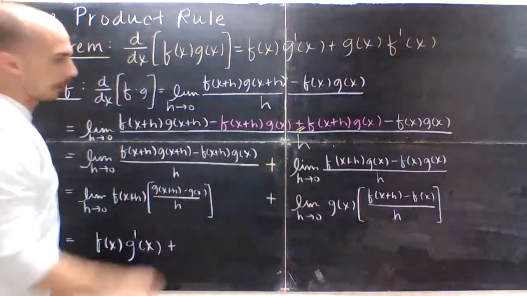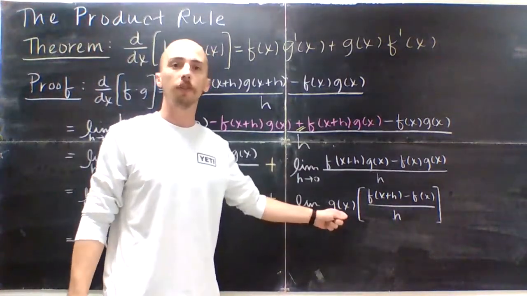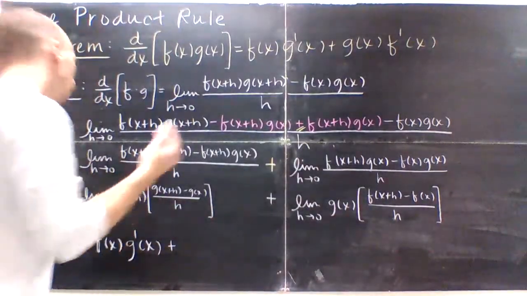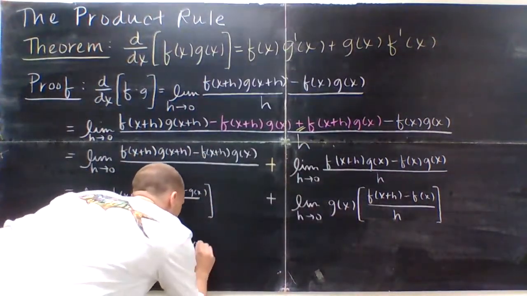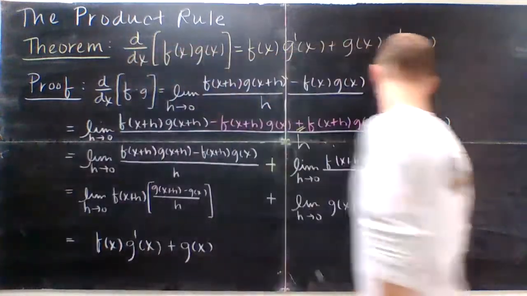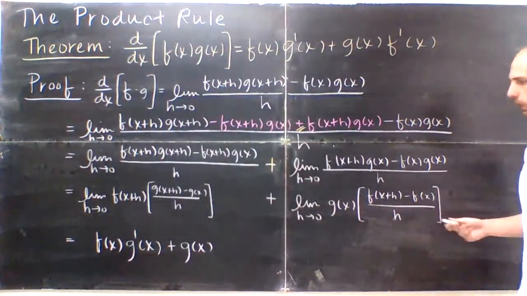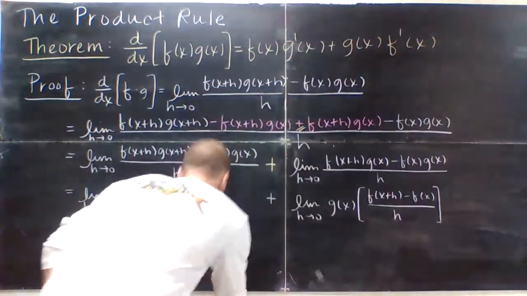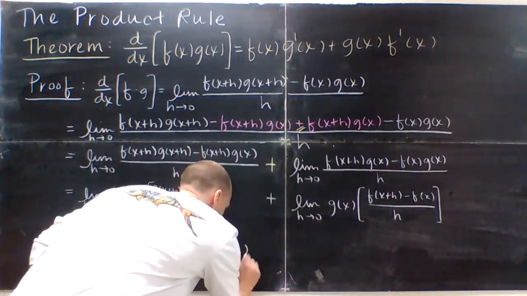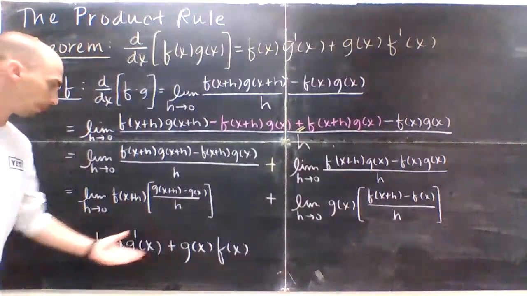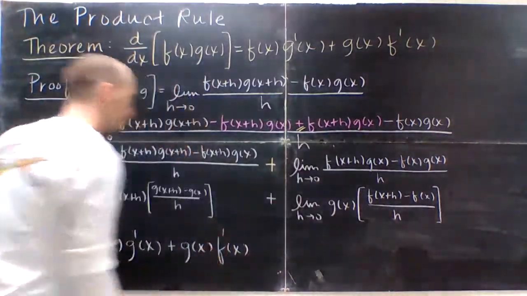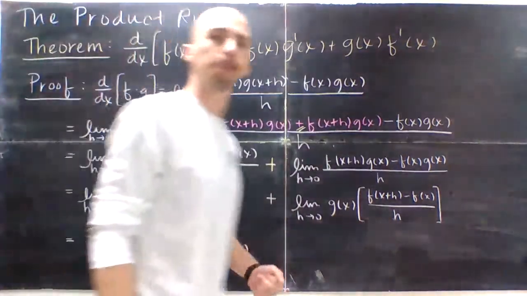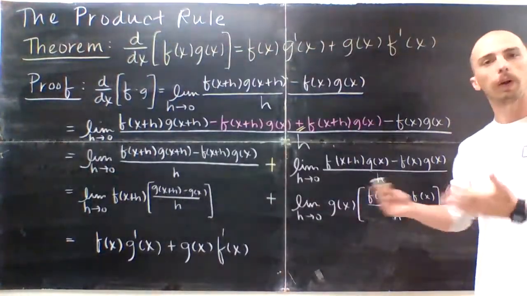And then over here, as h goes to 0, I have g of x here. g of x doesn't care what happens with h, it only depends on x. So I'll have a g of x there. And then the limit of this thing in square brackets is the definition of the derivative of f. This is what I had hoped to show in the first place. So f g prime plus g times f prime. And this is why the product rule works.